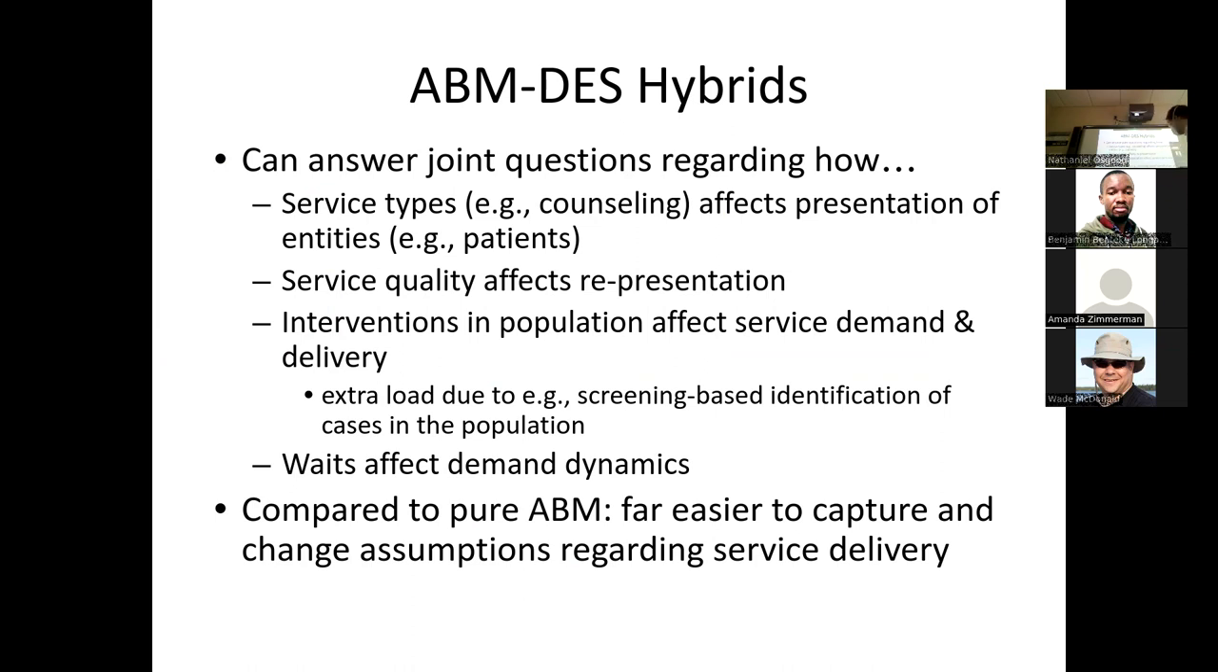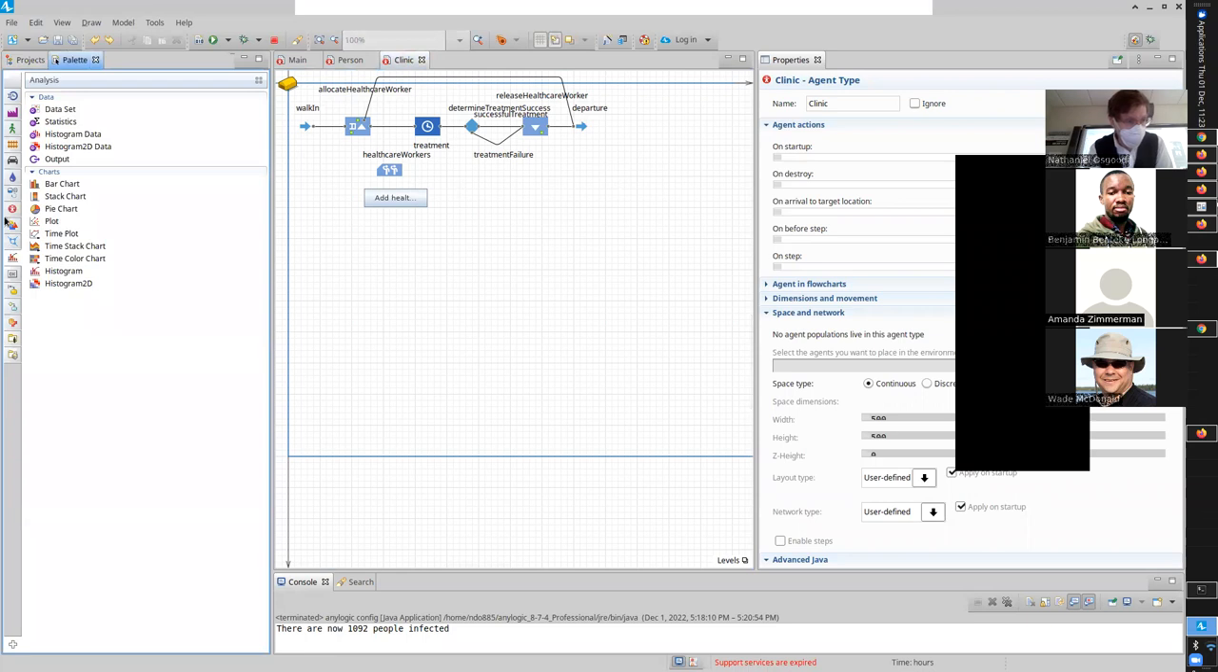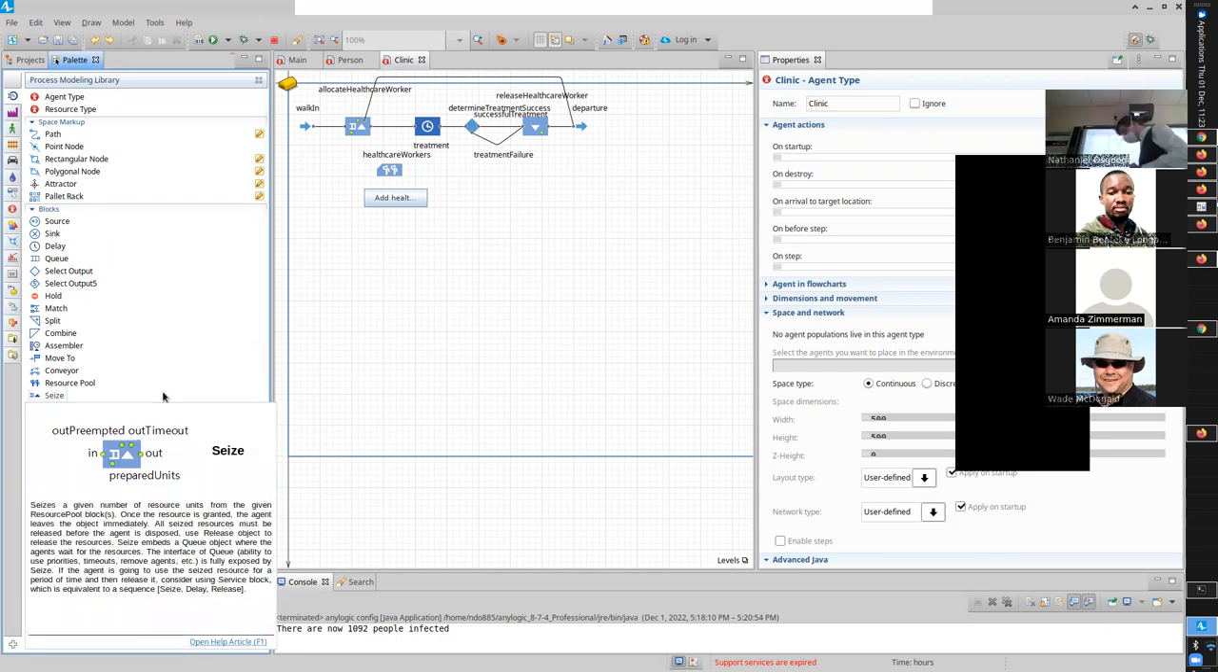Compared to pure ABM, it's really far easier to capture and change assumptions regarding service delivery with DES. DES is not a tradition that I've had time to cover. It's another rich tradition. I was hoping I might be able to have a lecture on it, but time has run low for that. And you'll find other lectures of me speaking about discrete event simulation modeling. And one of the things you'll find is that the language of discrete event simulation, the special language illustrated here and available in the palette, the AnyLogic process modeling library, is really concise, expressive, and very transparent and quite modular for characterizing resource-constrained service delivery.